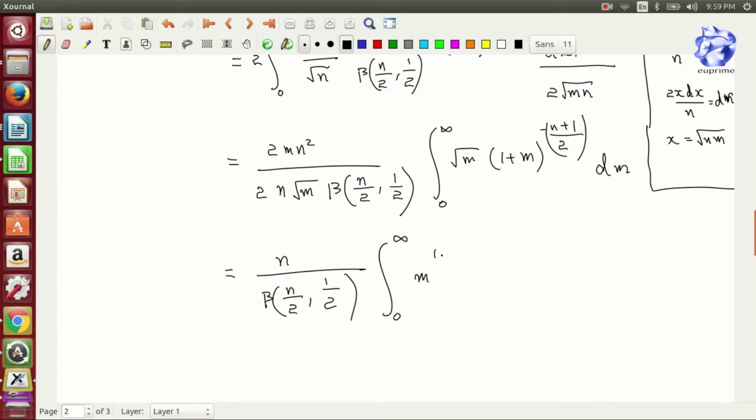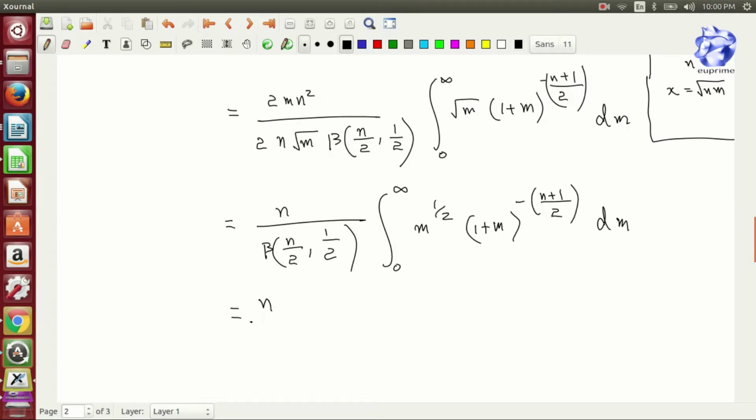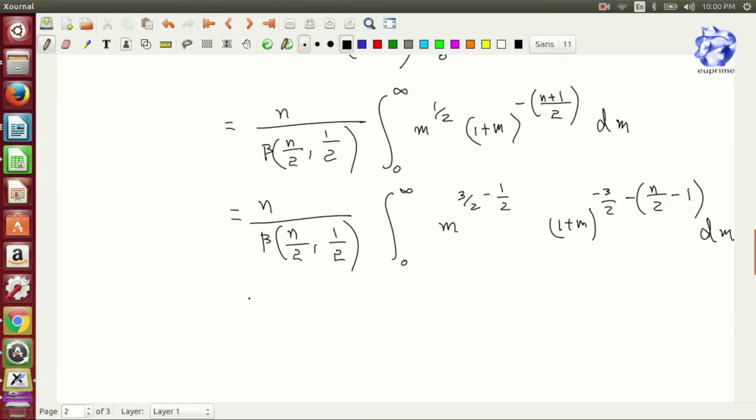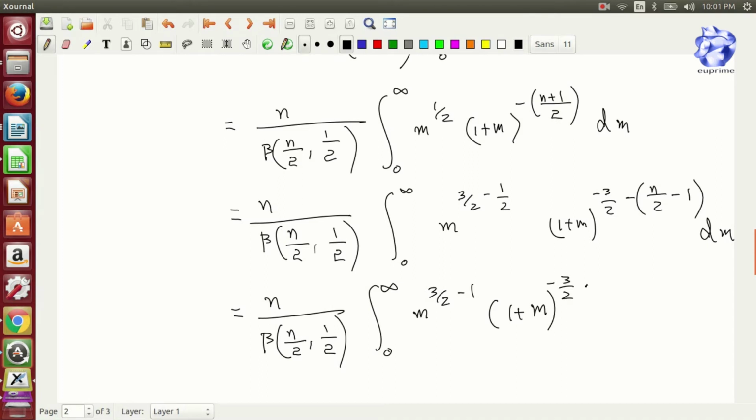n by beta of n by 2 comma 1 by 2, into the integration from 0 to infinity of m to the power half, (1 plus m) to the power minus (n plus 1) by 2 dm. So this again is a tedious task, so you will have to be careful while integrating it. It might look complicated, but it's pretty simple.